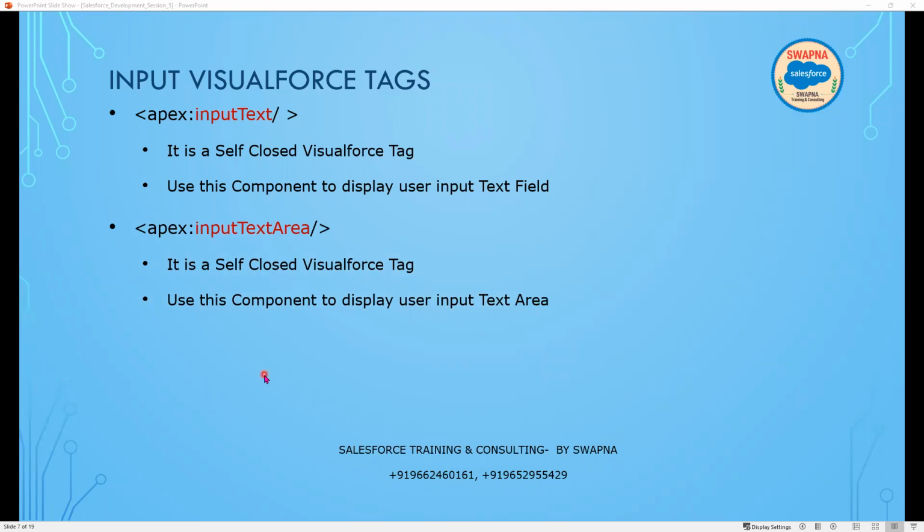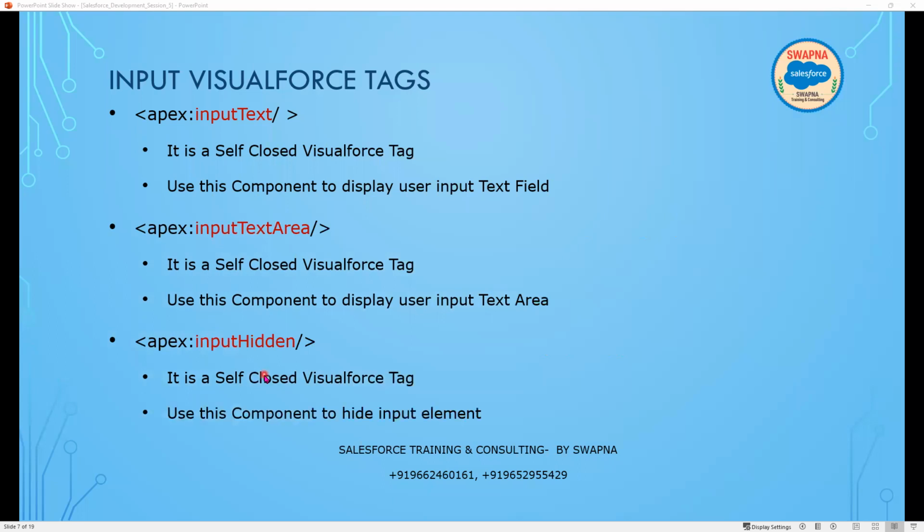And the third one is apex colon input hidden. It is a self-closed tag, and we use this component to hide the input field. Now we do not want to show it on the UI. We want to hide that input field, but I want to capture the value that is used in that input field. Right? So those are input fields.